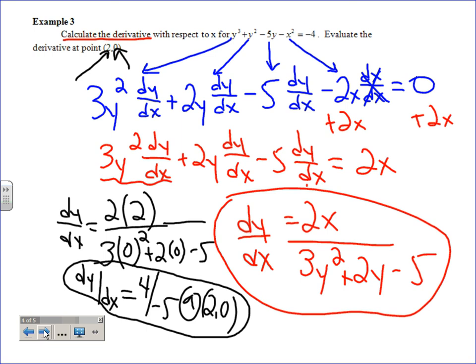Yes? Zero in for y. It's a y value. Because it's y, it's 3y squared. So wherever there's a y. Yep. (2, 0). Not an interval. That's an ordered pair.